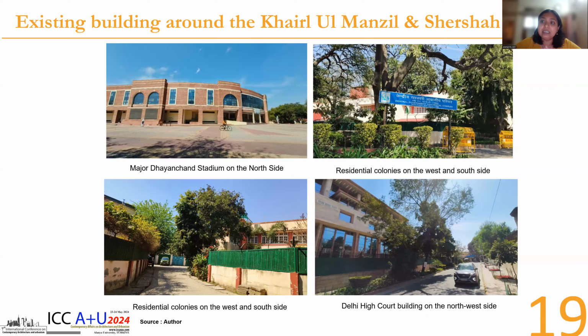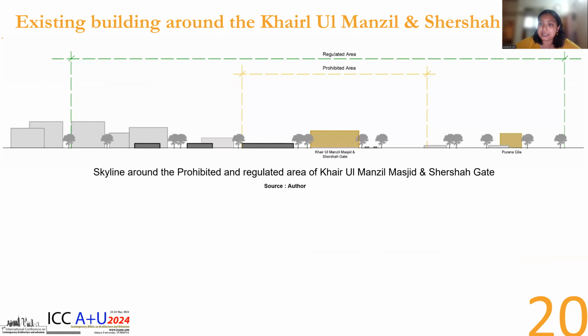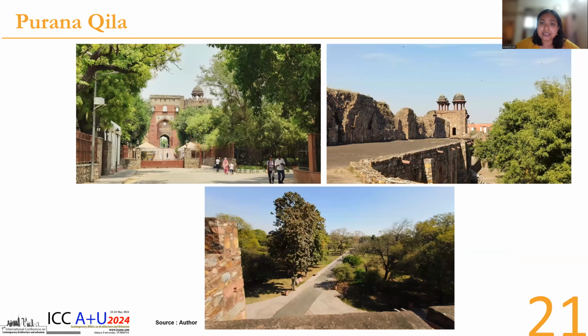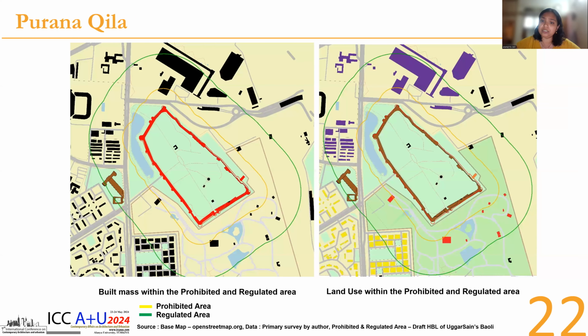Again, a very planned area, planned neighborhood, and also having a very high security area because it has Delhi High Court and Supreme Court in the vicinity. This is the kind of skyline for Khairul Manzil and Shershah Gate, where mostly the buildings have gone up but it's a little far away from the monument. Then in Purana Qila, we can see from the map that there is a green patch.